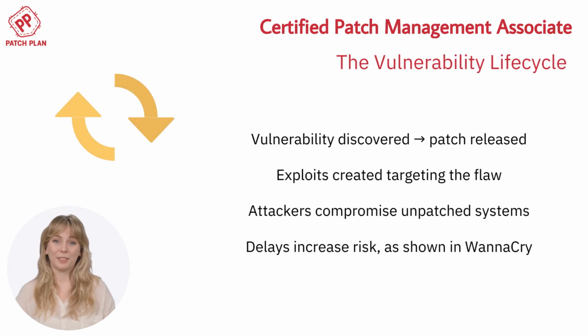Vulnerabilities, exploits, and patches together form what's often called the vulnerability lifecycle. The process usually follows a familiar pattern. First, a vulnerability is discovered by researchers, vendors, or attackers. The vendor then develops and releases a patch to fix it. Meanwhile, researchers or attackers may create exploits that target the flaw. If organizations fail to patch in time, attackers use those exploits to compromise systems. This cycle highlights why patching is so urgent.